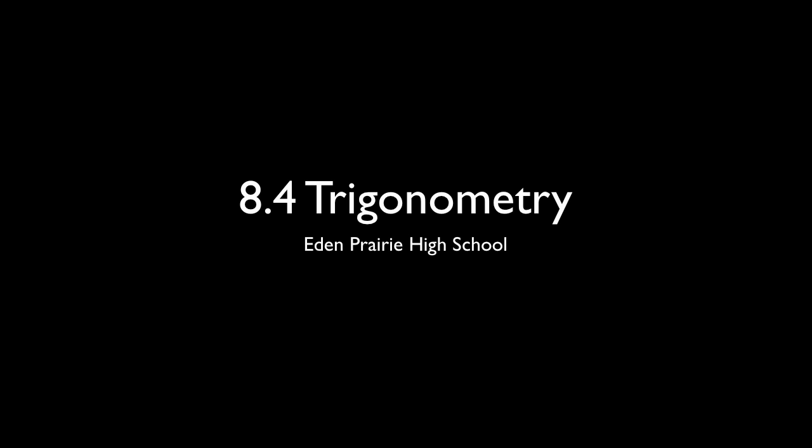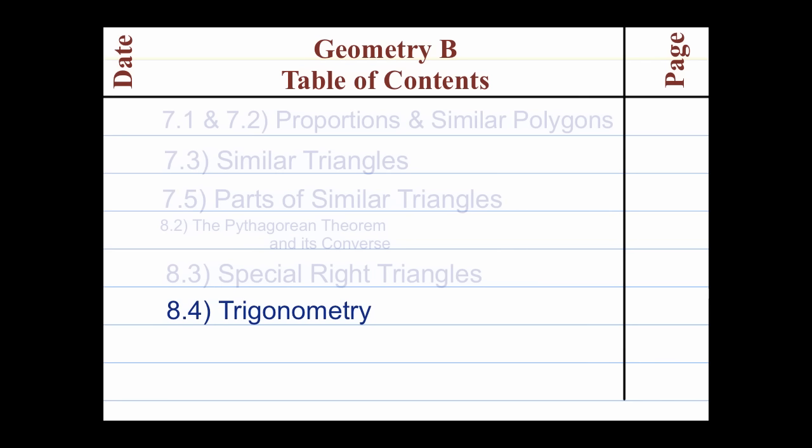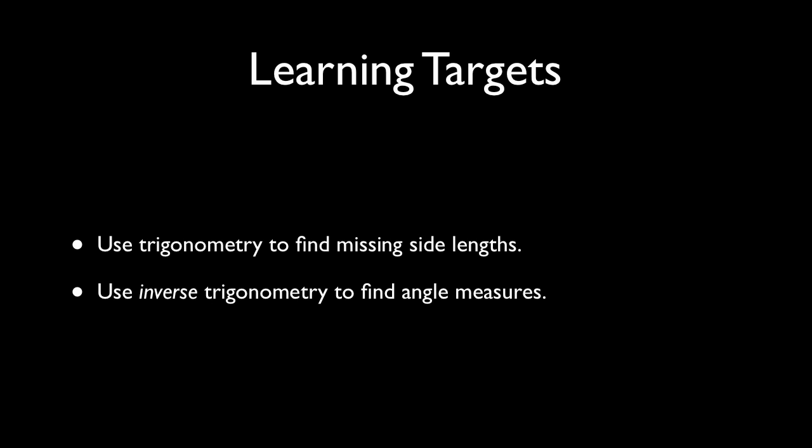Section 8.4 is all about trigonometry. We'll use trigonometry to solve problems about right triangles, and we'll use it in two ways. The first way is we'll use it to find missing side lengths of right triangles, and then secondly we'll use inverse trigonometry to find angle measures.